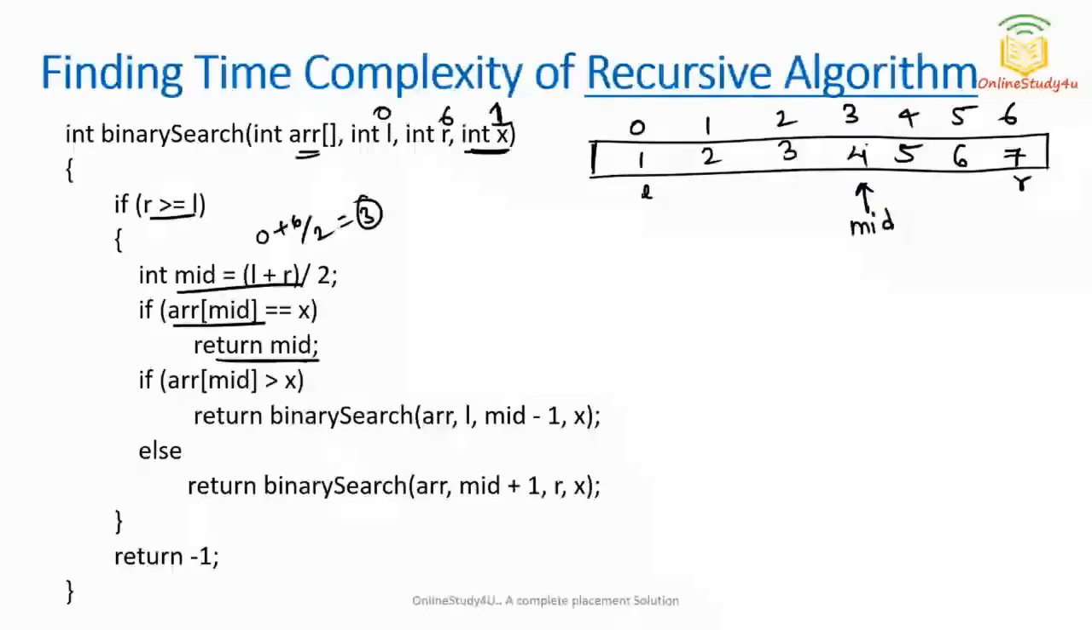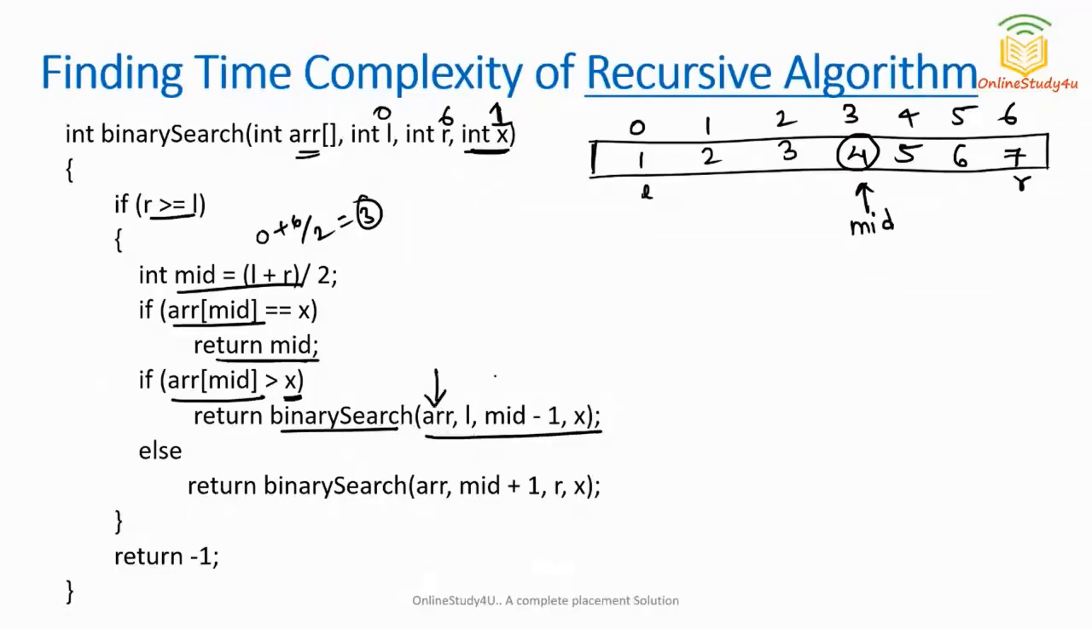So is it equal to 1? No, it is equal to 4. So let us go to the next if statement. Is the x value less than the middle element? Yes, 1 is less than the middle element. So we are calling the binary search function again with these parameters.